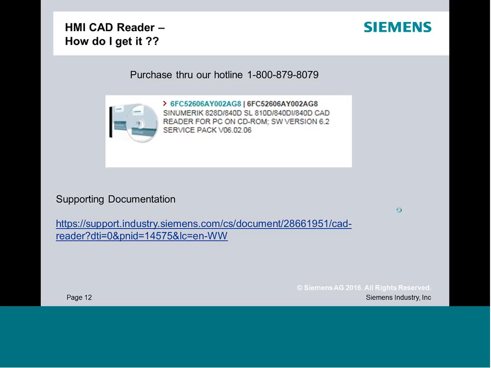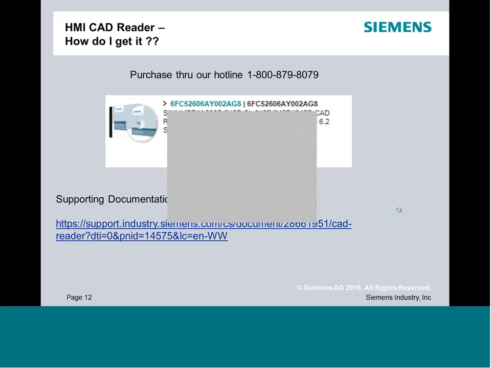Here I'm giving you the part number and probably the best source to purchase it through. Generally with this kind of stuff, we do recommend you go back to the OEM initially to see if they are promoting it, because at some point you might want to use them for support. But if you can't purchase this directly from the OEM, by all means, you can call our hotline, 1-800-879-8079, which you see here in front of you. And this would be the part number, the 6, Fred Charlie, that number right there down to the AG8. That is the specific part number for this HMI CAD Reader software.